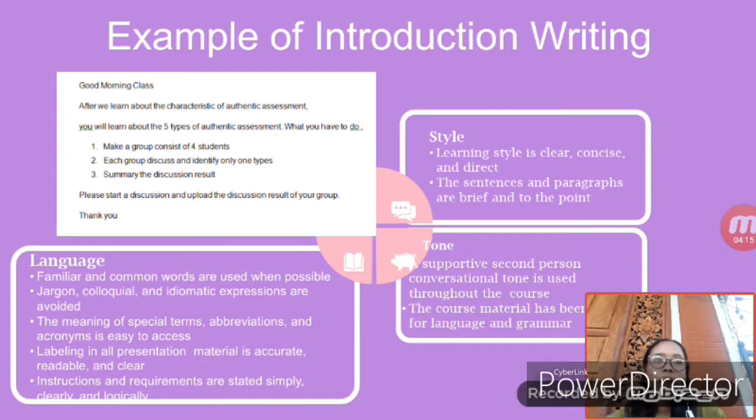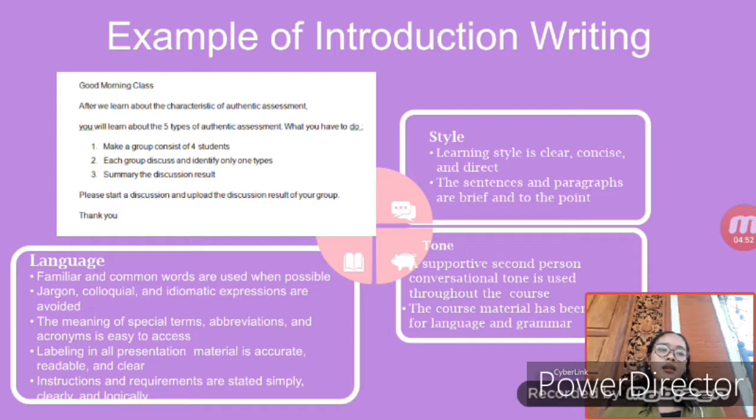In the next topic, example of introduction writing. Here is the example of a good introduction writing for the topic meeting. Teacher have to consider several aspects that are used to make a good introduction, such as style, language, and tone.